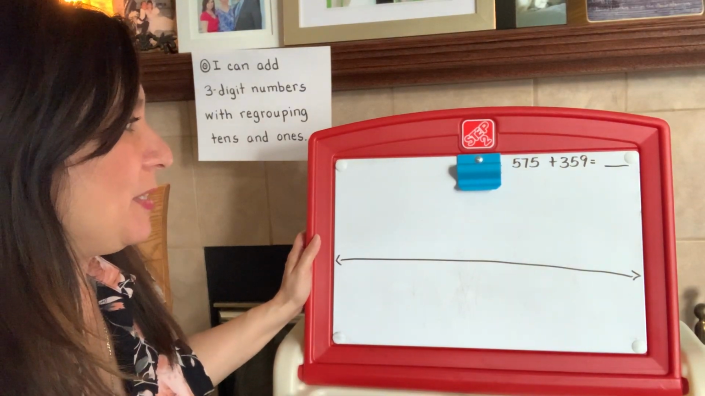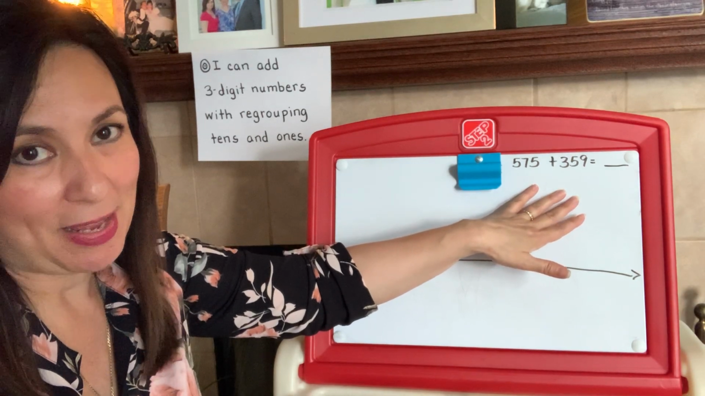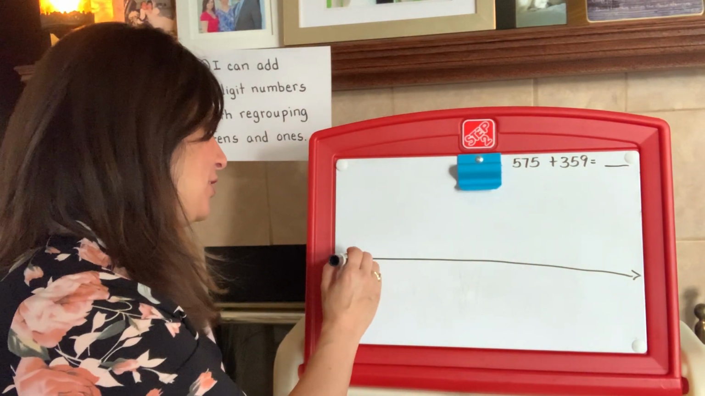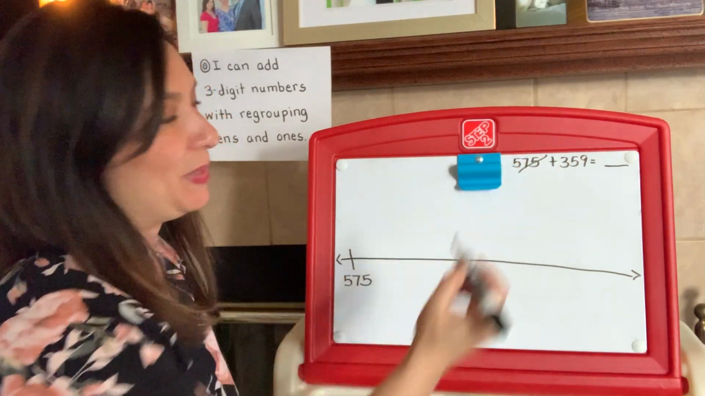Okay, so I'm going to position the greatest addend. What is it, boys and girls? Say it. 575. I'll position it over here. I'll cross it off because I'm done with it.